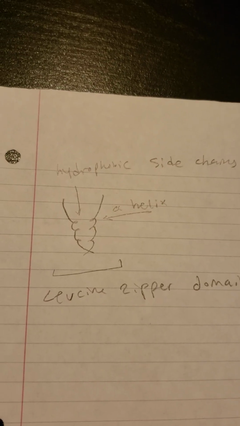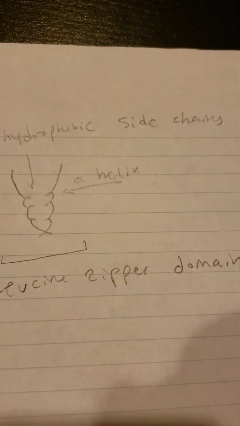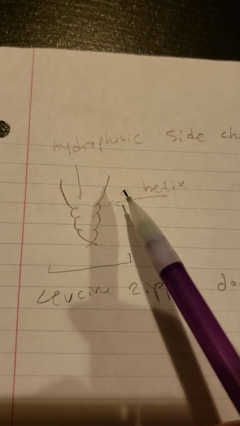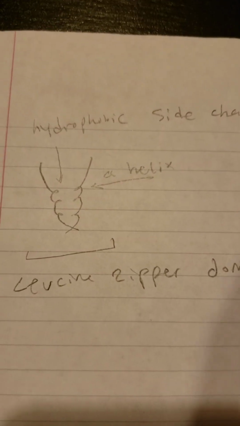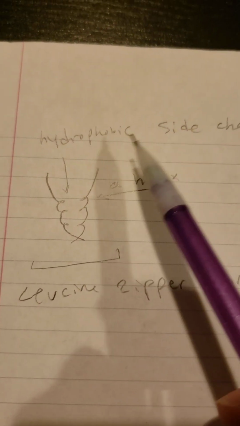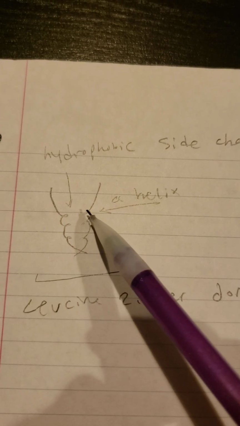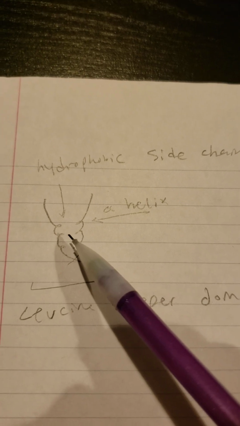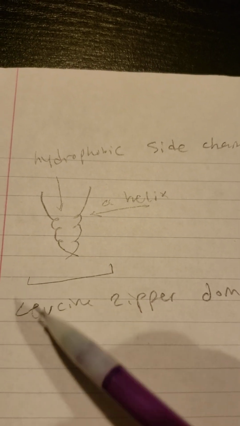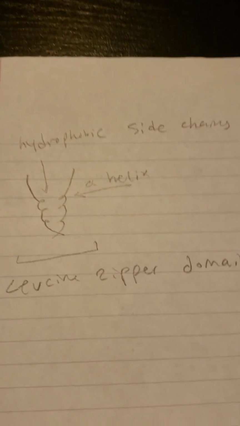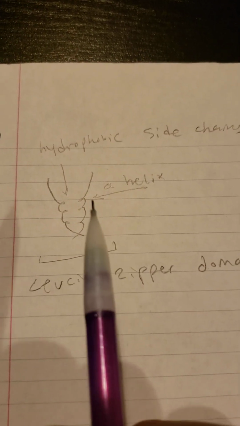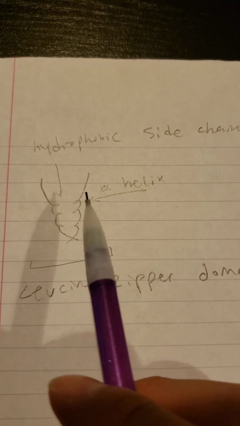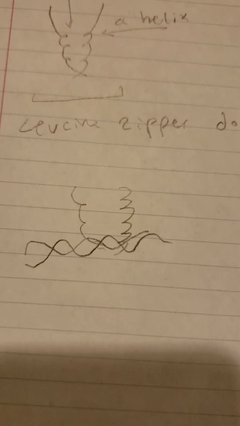Basically, a leucine zipper domain is comprised of two long alpha helices. Hydrophobic side chains extend out from the helices into the space between them, and oftentimes these hydrophobic side chains are leucine, and that's why they're called a leucine zipper domain. The hydrophobic side chains are packed tightly between the two helices, which gives the structure its stability.